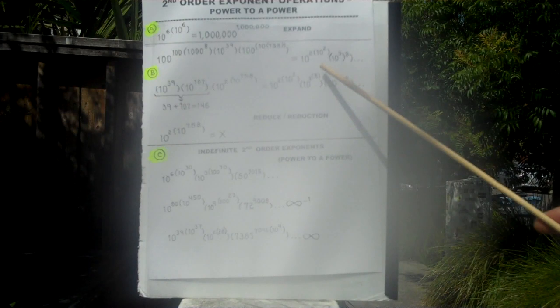Now, to the 10 to the second power, to the 10 to the 758th power, which equals 10 to the second power, raised to 10 to the second power, then to 10 to the third power, which is raised to the 8th power, to 10 to the 146th power, which is the 39 plus 107, and continued to 10 to the second power, to 10 to the 758th power equals x. This is how you reduce a second order to a first order. Now we'll go to C.